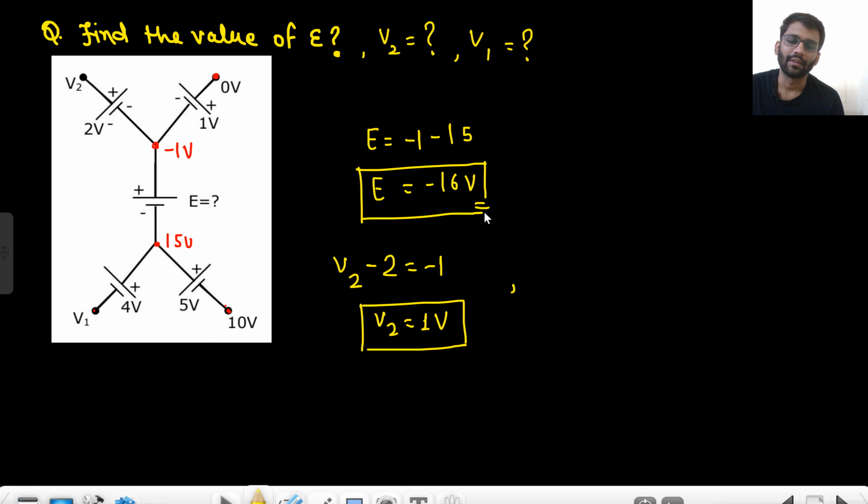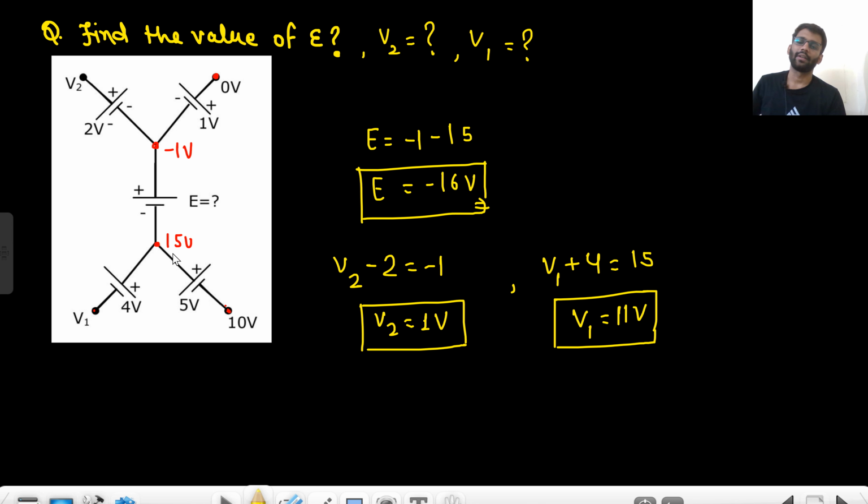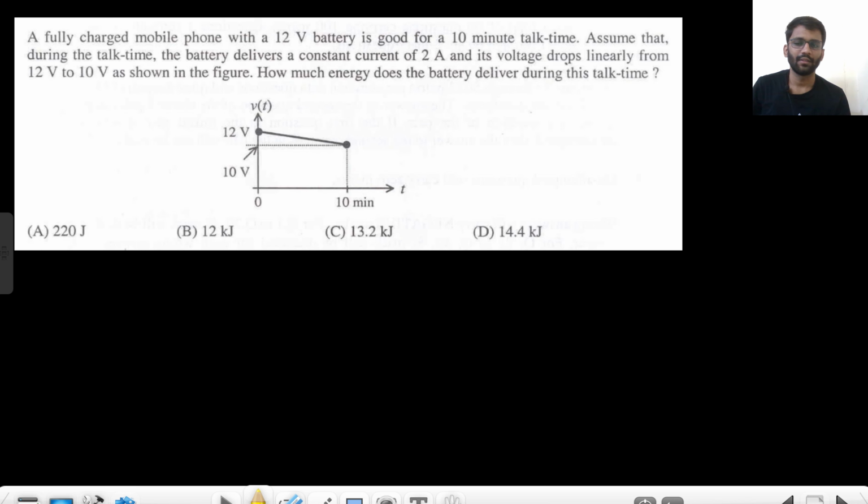And what about V1? V1 plus 4 is equal to 15. So your V1 would be 11 volts, right? 11 plus 4 is 15, right? Let's move on to this question.